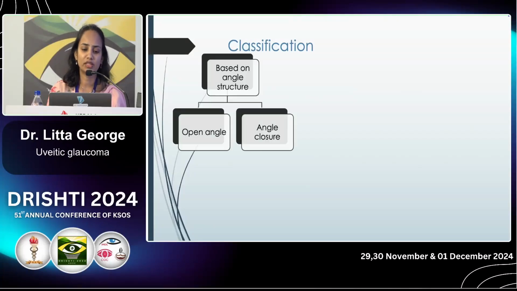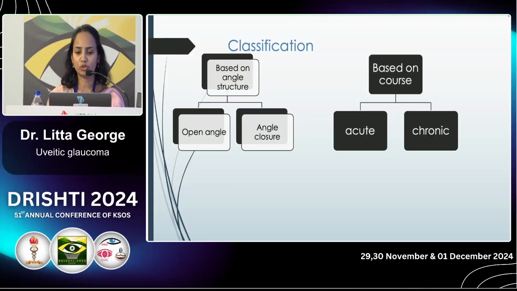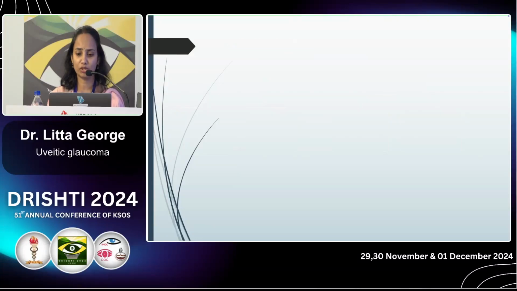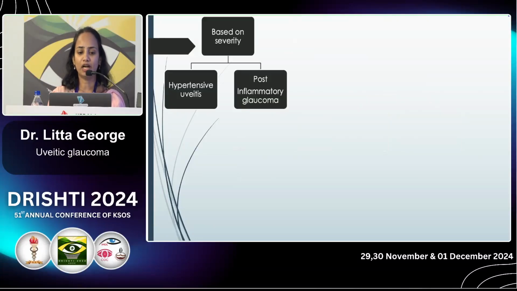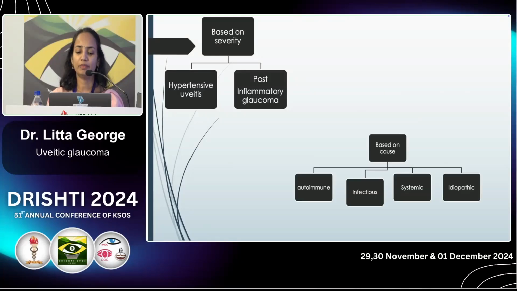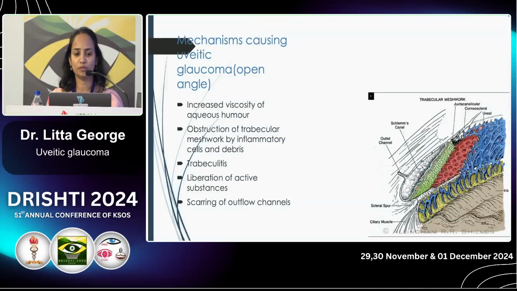Based on the structure of the angle, it can be an open angle type or an angle closure. Based on the course, it can be acute or chronic. It can be hypertensive uveitis or a post-inflammatory glaucoma. And based on the etiology, it can be autoimmune, infectious, systemic or idiopathic.